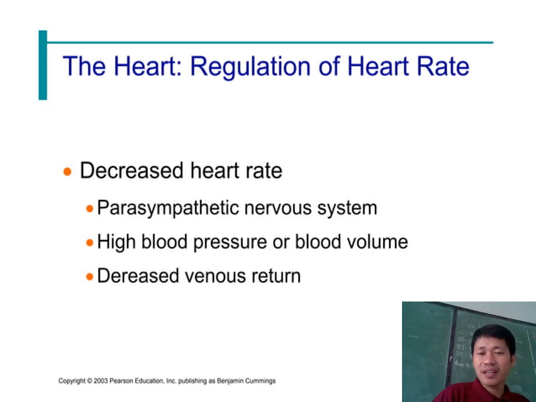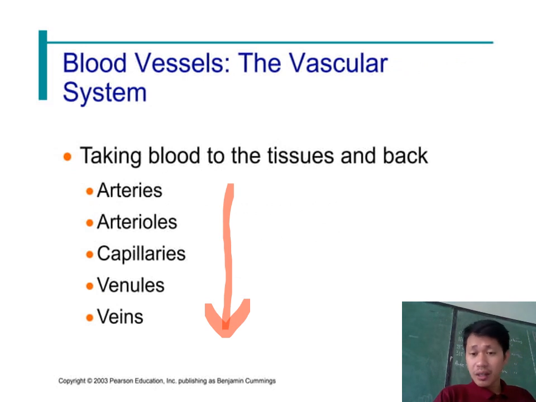Next. Alright, so for the vascular system, class, I will make another video regarding this, and I will be sending it to you this weekend, together with a simple activity.